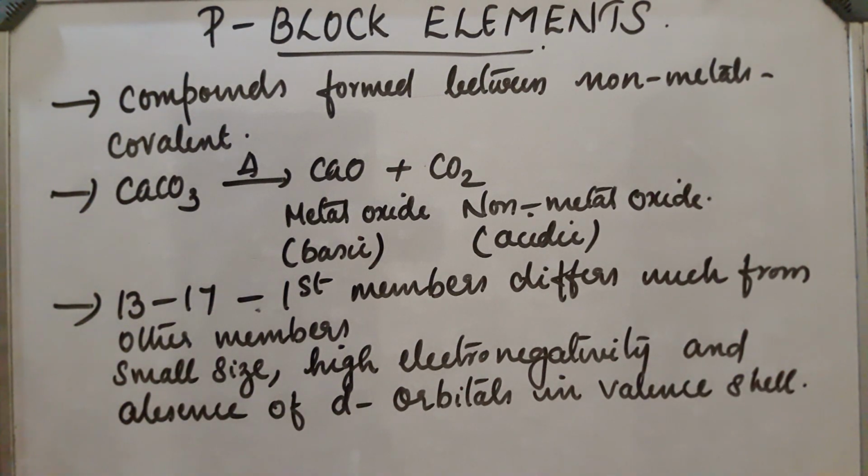For example, in the 13th group, the first member is boron. Boron is a second period element. It does not contain any d orbital. Similarly in all the other groups, the first member has an absence of d orbitals. So, due to these three reasons, they differ much from other members.